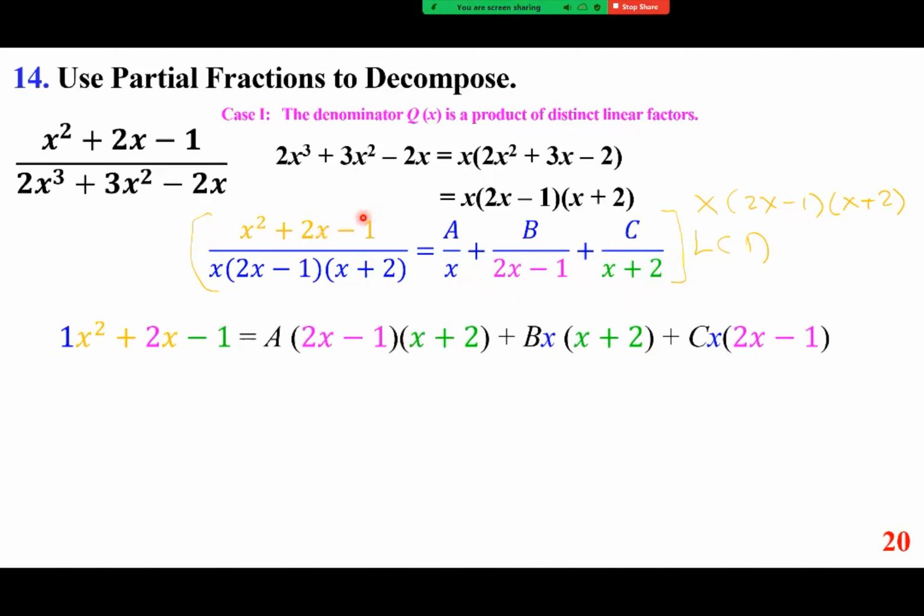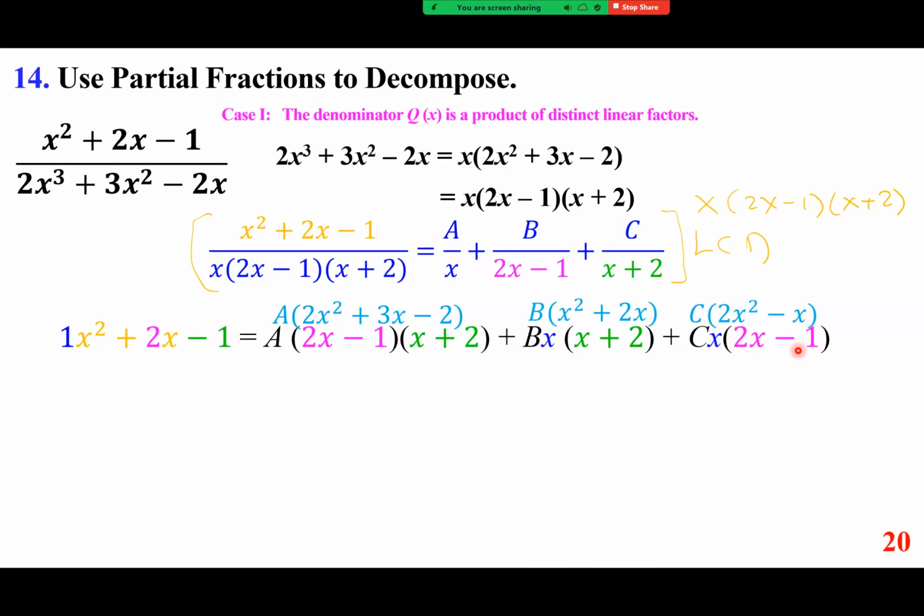So again, I repeat, on this side the denominator goes away. This one, a, you multiply by these two. B, you multiply by the other two. And c, you multiply by the other two denominators. Now we are going to multiply and collect like terms. If we multiply these two, we get 2x squared plus 3x minus 2. If we multiply these two, we get x squared plus 2x. If we multiply these two, we get 2x squared minus x.